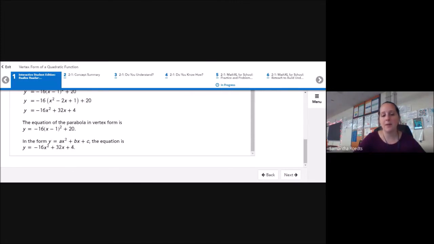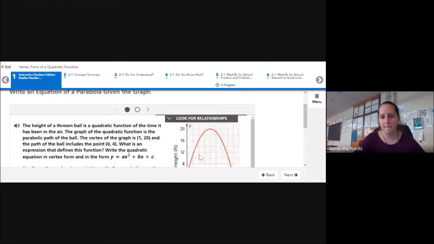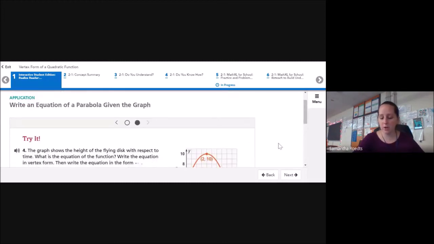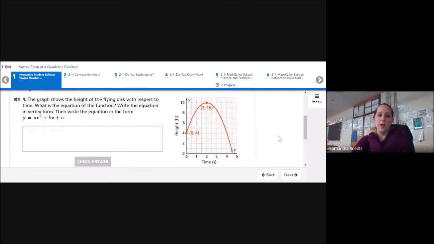Okay. So I have my parabola in vertex form, and I have it in standard form. All right, so let's go ahead and try it out. I want to write the equation from the graph. The graph shows the height of the flying disc with respect to time. What is the equation of the function? Write the equation in vertex form, then write the equation in the form y equals ax squared plus bx plus c. So I have my parabola. My vertex is (2, 10). Okay. And then my point is (0, 4).